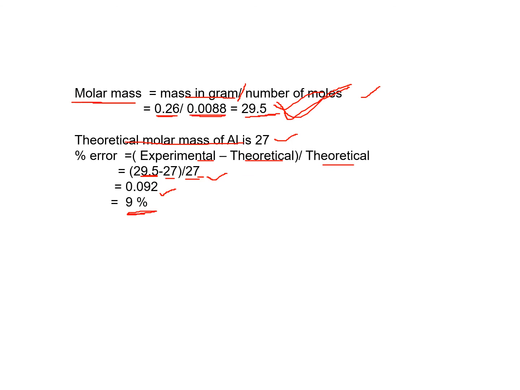This is pretty good actually. If something is within 10% error, that is acceptable. So if you are doing this experiment for the first time and you got 10% error, you are very good. You did pretty good actually. Even in a very high level experiment, in a research level experiment, after repeating many times, if I get 10% error, I am very happy. All right, thank you very much.